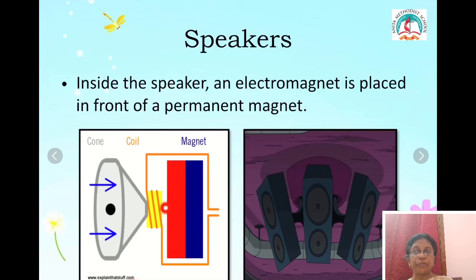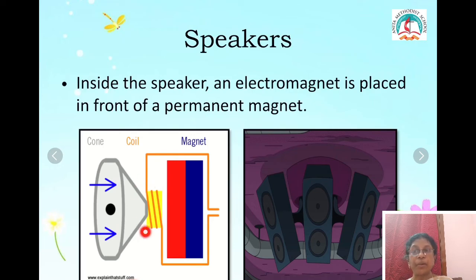There is a magnetic field. It repels from the permanent magnet. Therefore, the vibration is absorbed by the cone and it is amplified as sound. The vibration experienced by the cone due to the movement of the electromagnet is amplified as sound. This is how a loudspeaker works.